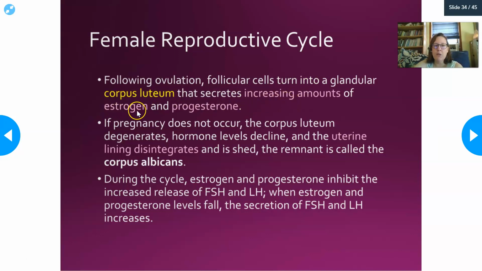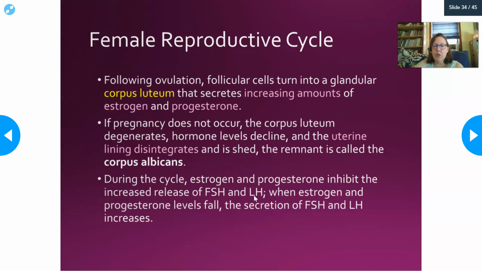The corpus luteum will secrete increasing amounts of estrogen and progesterone, but progesterone is going to take over. You'll have more progesterone over estrogen. If pregnancy does not occur, then the corpus luteum degenerates and turns into the corpus albicans, and that causes the hormone levels of estrogen and progesterone to just drop. And then that drop of these hormones will make the uterine lining disintegrate and shed, and that will be your period. What's left of the corpus luteum is the corpus albicans.